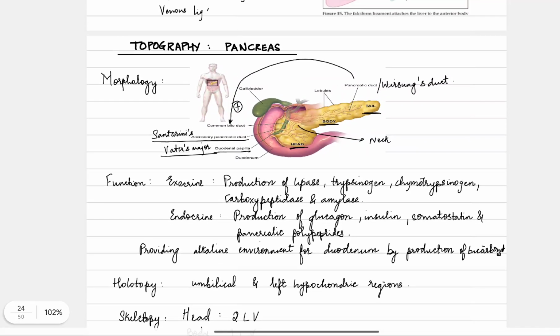Now next is topography of pancreas. Morphology is several parts: head, neck, body, tail. Now the pancreatic duct, which is Wirsing's duct, joins the common bile duct and opens into Vater's major duodenal papilla into the duodenum. Now the accessory pancreatic duct opens into the minor duodenal papilla.